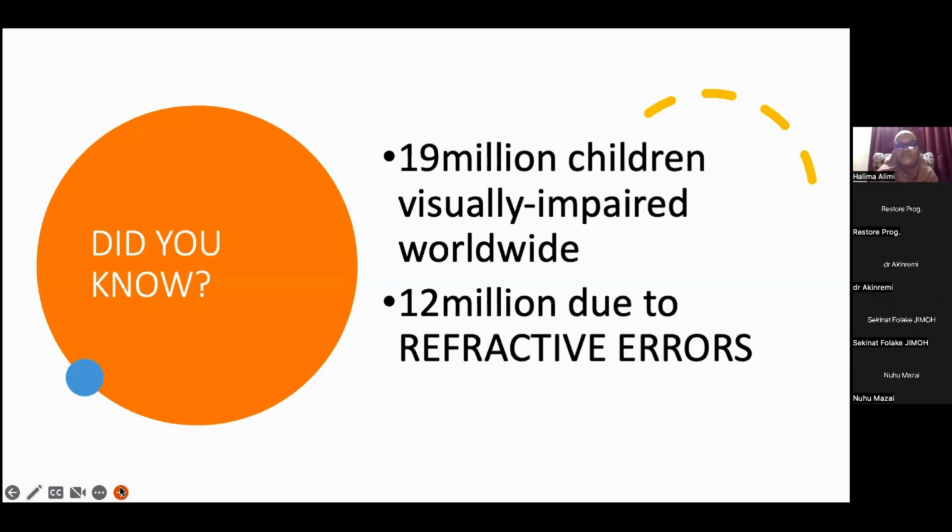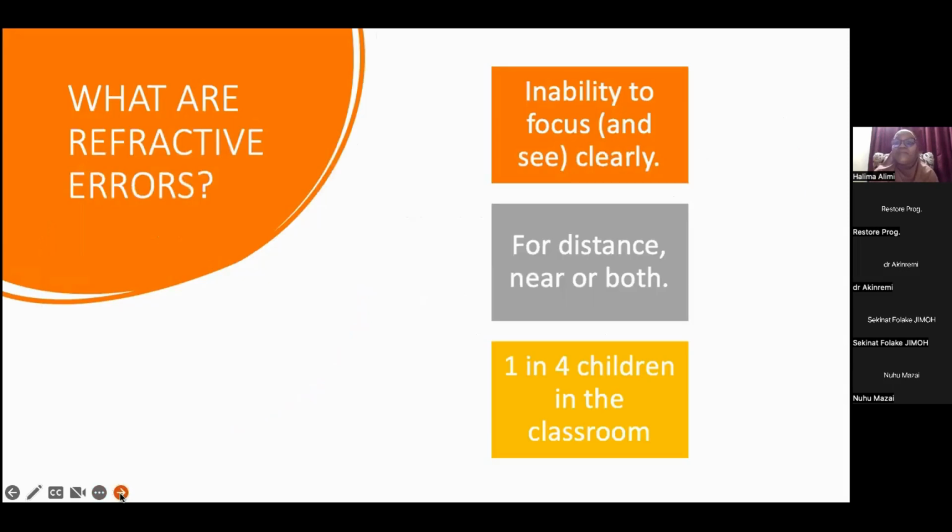Right, so I'll start with a question. I'll pose a question to everyone. Did you know that all over the world, an estimated 19 million children are visually impaired worldwide? And 2/3 of these children are impaired simply because of what we refer to as refractive errors. Now, a refractive error is simply the inability to focus and see clearly. This can happen for distance or for reading or near. And it is estimated that 1 in 4 children in the classroom have some sort of visual difficulty, whether or not it's known to you.